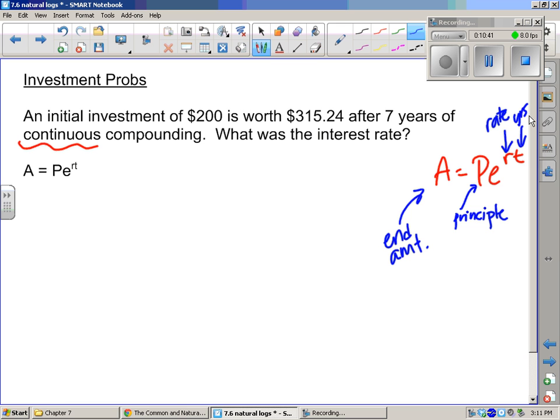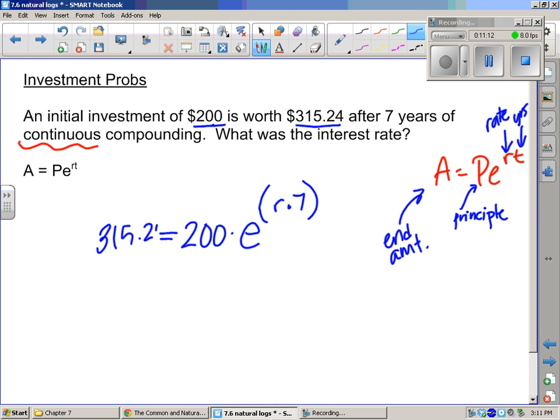Okay. So this is a different kind of problem than we've done before because we know the end and the beginning. What we don't know is the interest rate. So we're solving for an exponent. That's why we need logarithms to solve for exponents. So let's fill all the stuff in. Where does the 200 go? That goes in for P. E then is just there. Right. So R is just there. We don't know the rate. We do know the time is 7. And then A is 315.24. So you could change this to 7R. I was just trying to follow the formula.